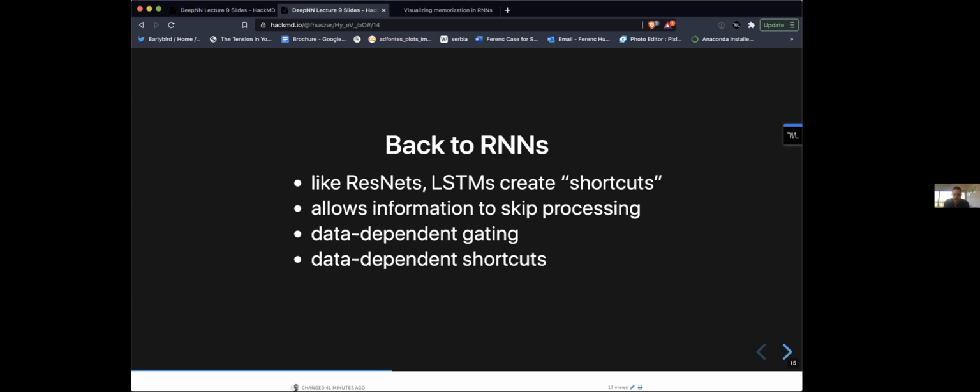In an RNN, the gating mechanism is data dependent. So whether or not you skip a layer or you skip an update for a hidden state is dependent on the data itself and the hidden state of the neural network. And this means that the shortcuts that are created in an LSTM or a GRU network are themselves data dependent. So this network can make up its mind about creating these shortcut connections over time that allow information to pass unfiltered over multiple time steps.